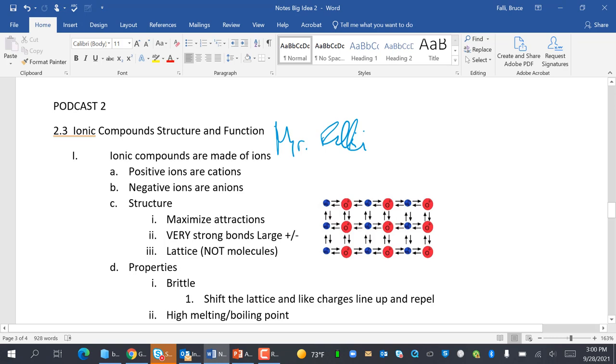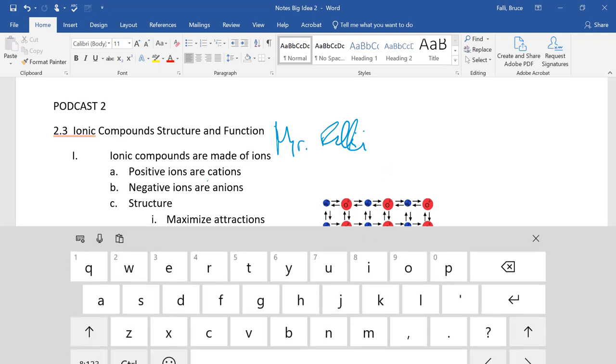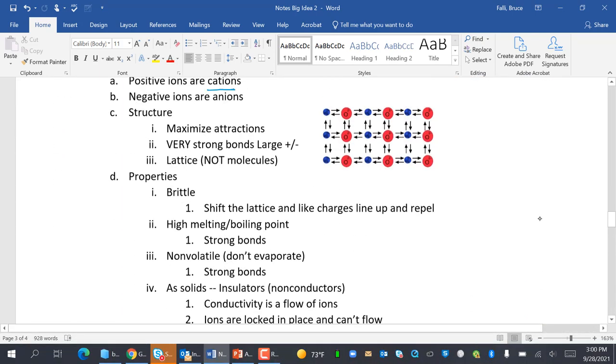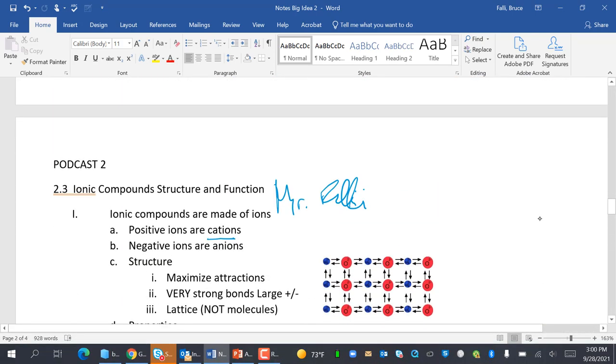It's hidden. It's crazy. So let's talk about ionic compound structure and function, which is what 2.3 is officially called. But we've got ionic, metallic, and covalent in this podcast. So ionic compounds are made of ions. Positive ions are called cations, and this is pretty easy to remember because cats have paws, right?